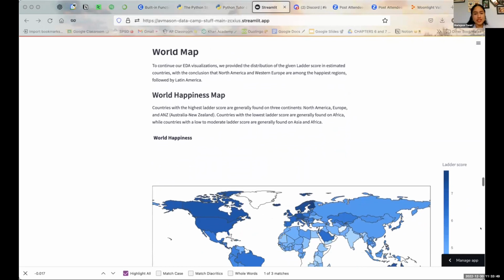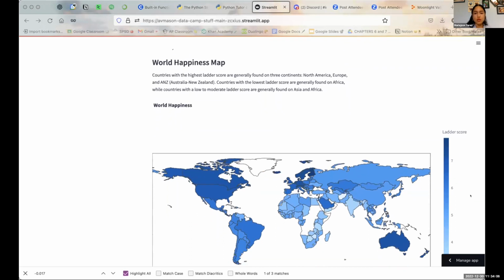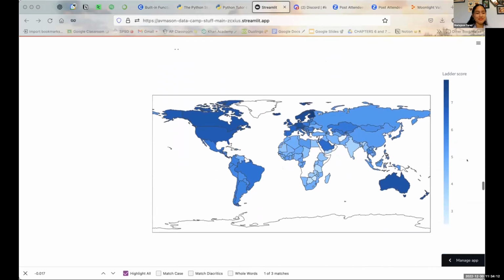To continue our EDA visualizations, we provided the distribution of the given ladder score in estimated countries, with the conclusion that North America, Western Europe, and Australia and New Zealand are among the happiest regions. Countries with the lowest ladder score are generally found in Africa, while those with a low to moderate ladder score are generally found in Asia and Africa.